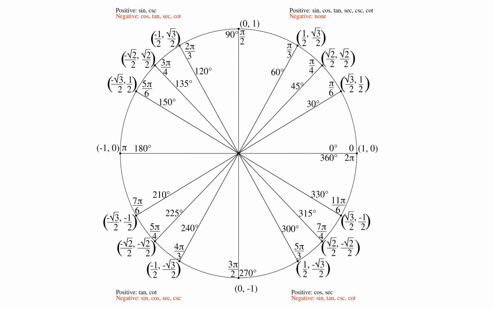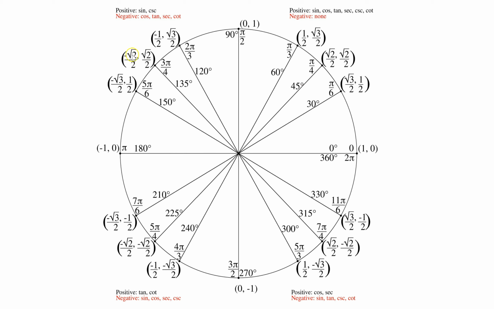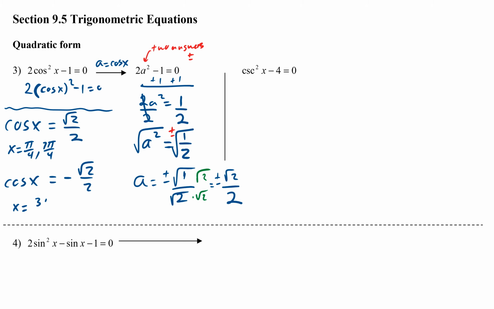So let's open our unit circle. We need square root of 2 over 2. And remember, cosine is x, so it's here and here. So pi over 4 and 7 pi over 4. So our x would be pi over 4, 7 pi over 4. And then we also need the negative. So right here, negative square root of 2 over 2. So 3 pi over 4 and 5 pi over 4. So these are our answers, all four angles.